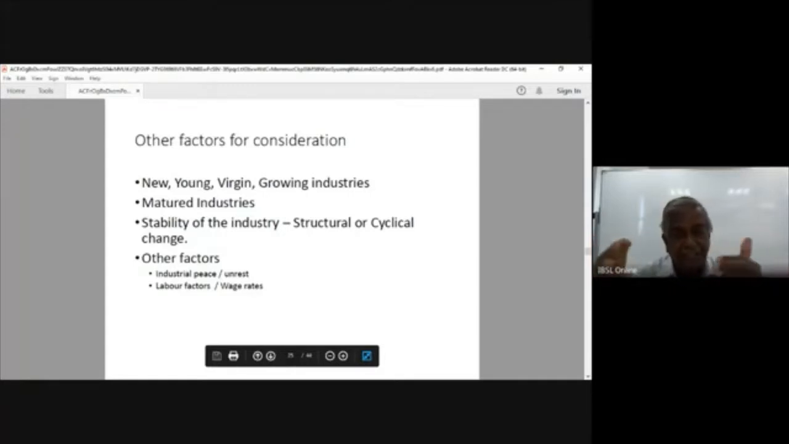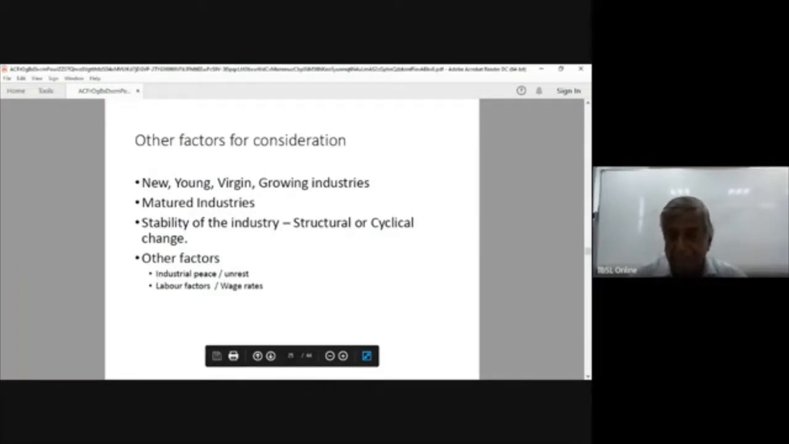Similarly, the stability of the industry, structural or cyclical changes: whether the industry is changing. I have explained the cyclical changes to you. Similarly, whether there is a boom within the industry, or recession, or depression, or whether it is a recovering industry. Yes, one good example is the Sri Lankan cinema industry. Once upon a time it was a very booming industry, but then came a downfall, and now again it is recovering.